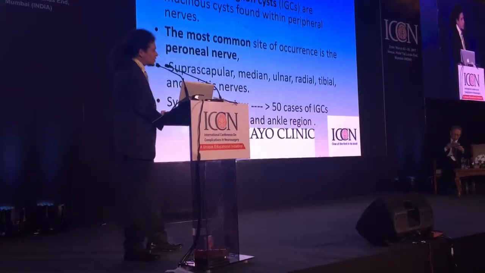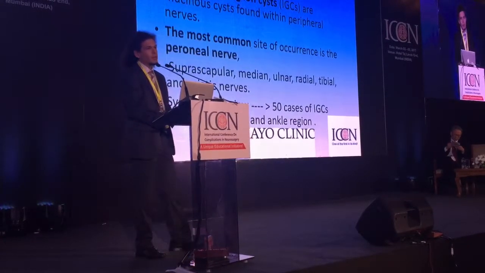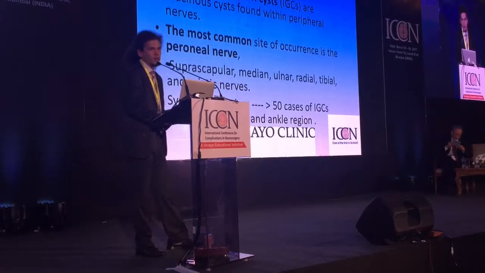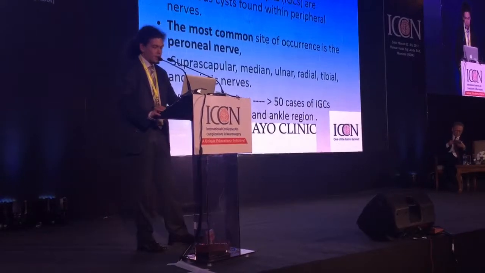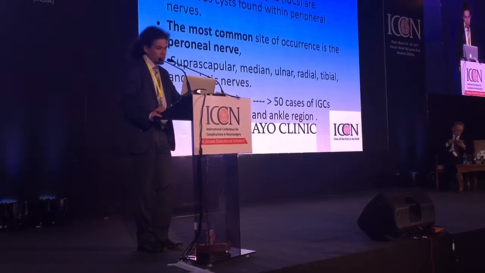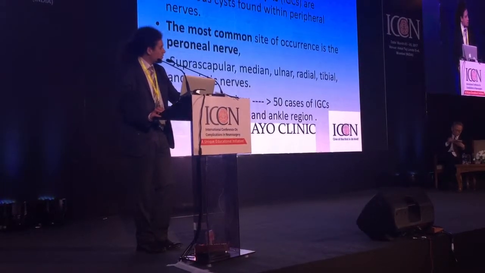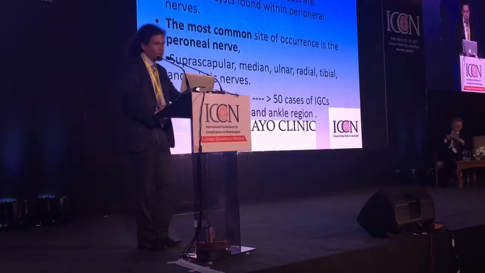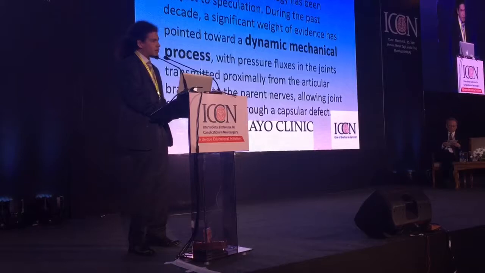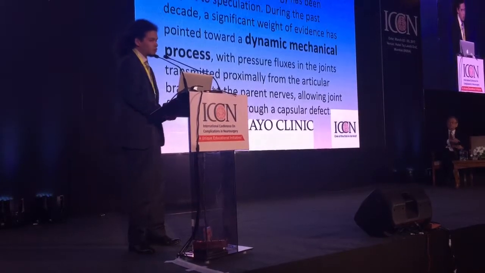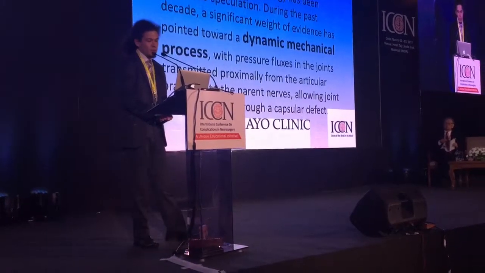They are mucinous cysts found within the peripheral nerves. The most common site is the peroneal nerve, but we can also encounter them in the radial, ulnar, and tibial nerves. And in the literature, according to a systematic review, there are more than 50 cases in the foot and ankle region. According to their etiology, they are still speculative for over 2 centuries.